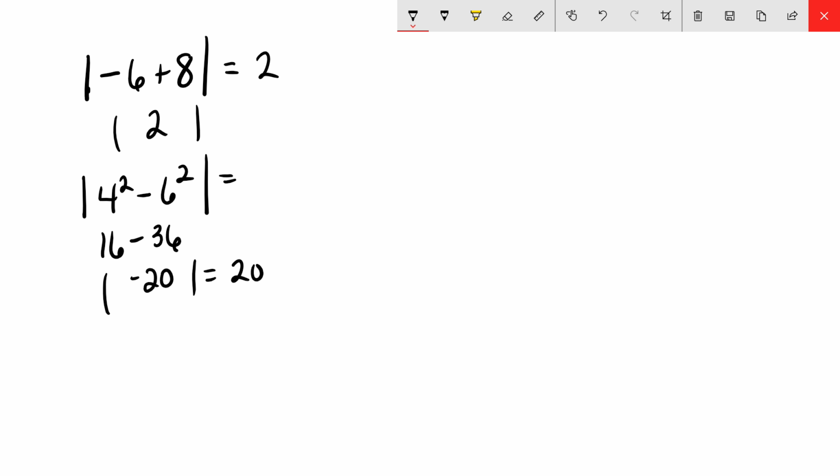Here's another one I want you to do. Absolute value, -2 times -4. Go ahead and press pause and work that out. -2 times -4 is positive 8. The absolute value of positive 8 is 8. Again, those positive ones are super easy.